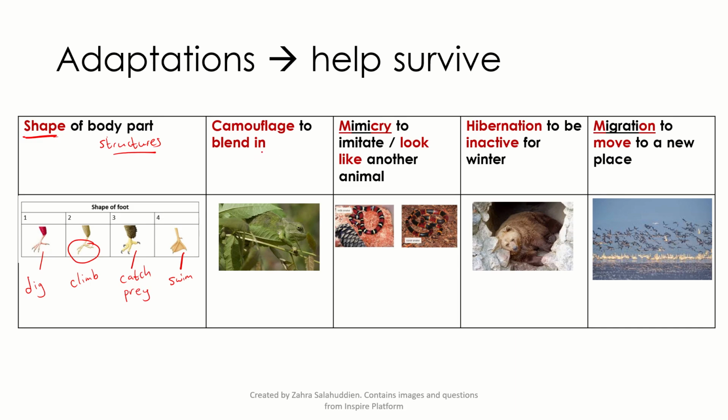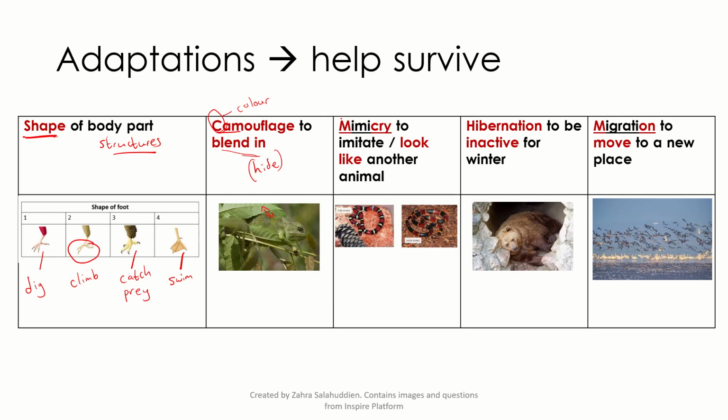Another adaptation that helps animals live is camouflage. Camouflage is like when the color, the pattern, the shape of the animal helps it to hide. It's blending in with its environment. Like this chameleon, it is the same shape and color as the leaf.